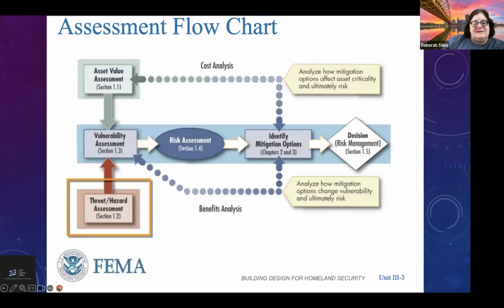So here is how FEMA does risk analysis. It's a little bit different. You'll see that they do look at the cost and the benefits, but then they look at the asset value. They do that assessment. They do vulnerability assessment, threat and hazard assessment, all those combined to go to risk assessment. Then you identify mitigation options, and then it goes to the decision.